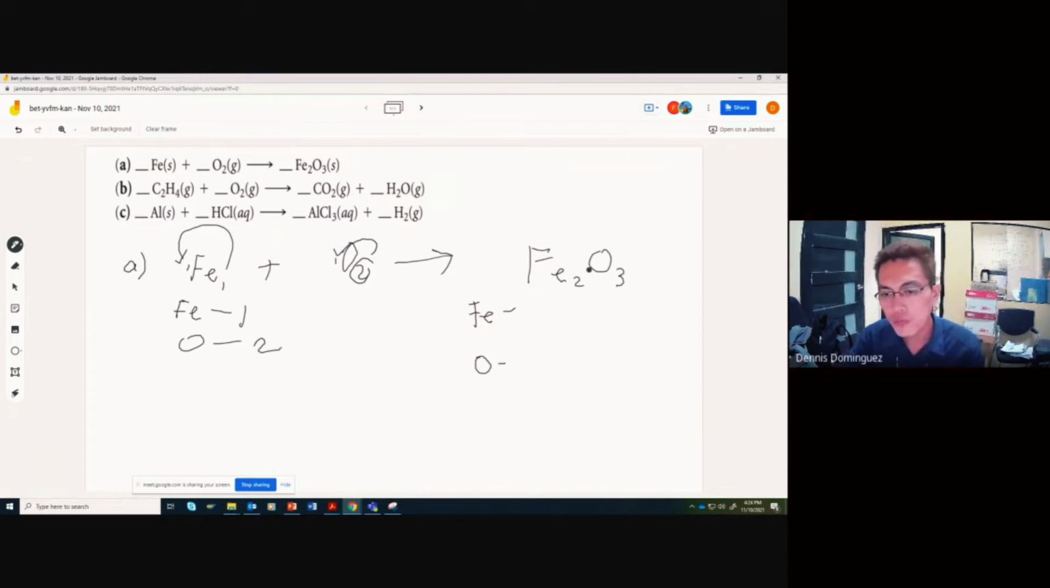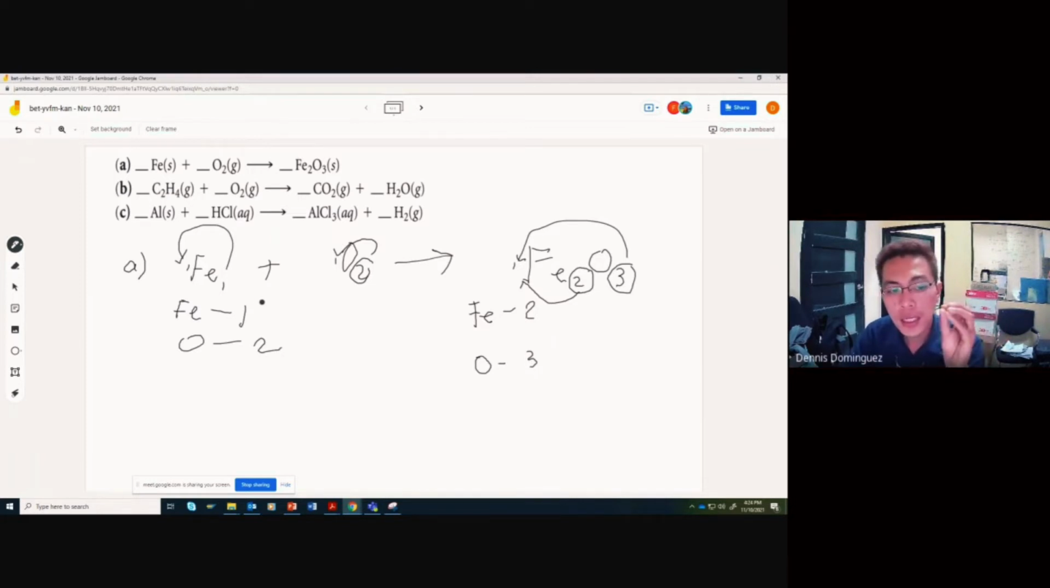For your product side, you have 2 times 1, you have 2. And then oxygen is 3 times 1, that is 3. Now check the reactants and products: you have an imbalance, iron and oxygen are not yet balanced. Now, the first thing to balance is the left side.